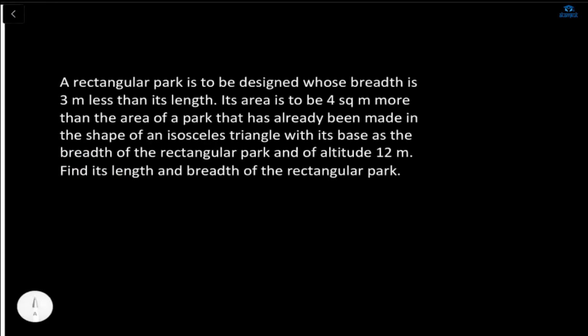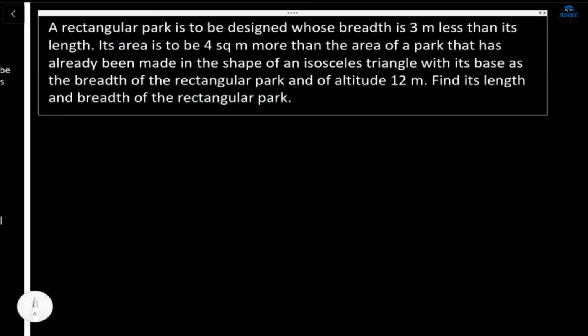It is gone. Okay. Do this question also, Shazan.